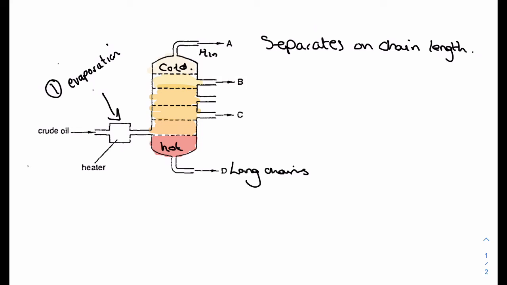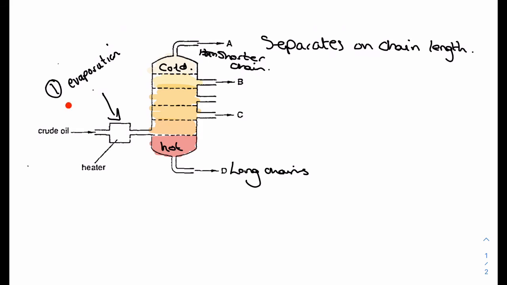Okay, so what we've got so far is we've got our crude oil gets put into a heater, heats up, and it evaporates into the gas. That gas comes into the container, and what happens is it's hot at the bottom, cold at the top. So those long chains go to the bottom, the shorter chains go to the top, and they're separated. Now you might think, well, where's that second process?